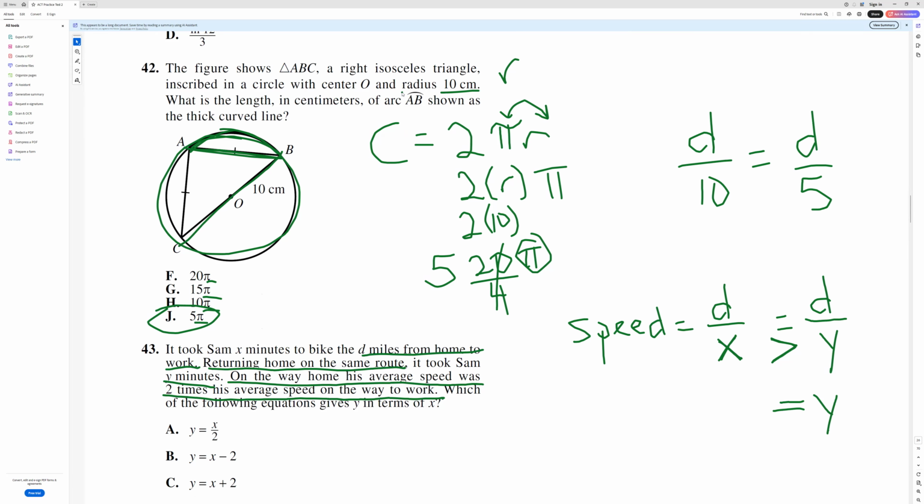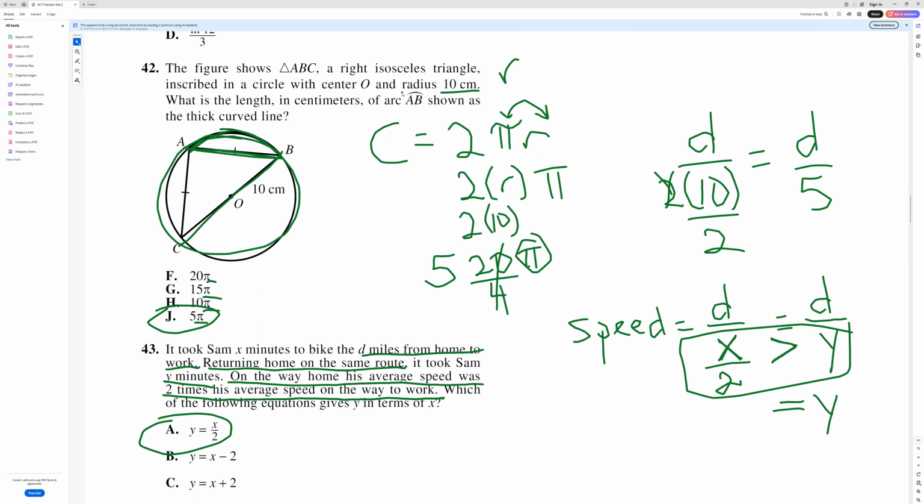If I put 2Y, that's going to be 20. I need to do the opposite. I need to make the 10 smaller by dividing by 2. 10 divided by 2 is 5. So I think we have our answer right here.